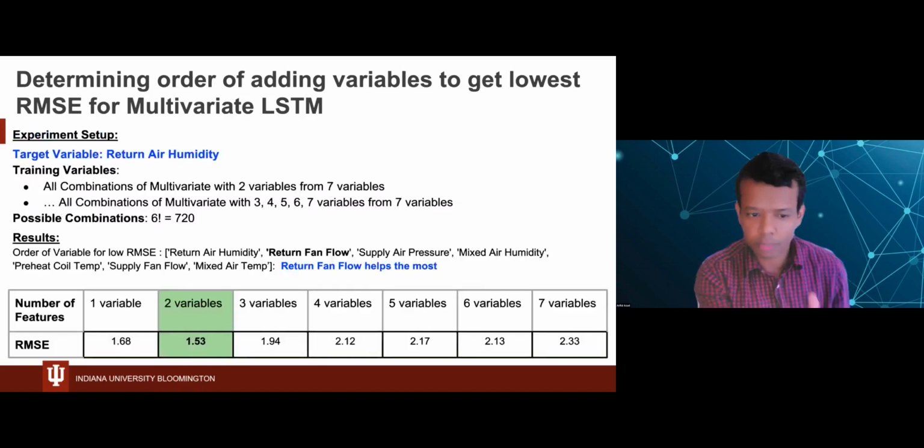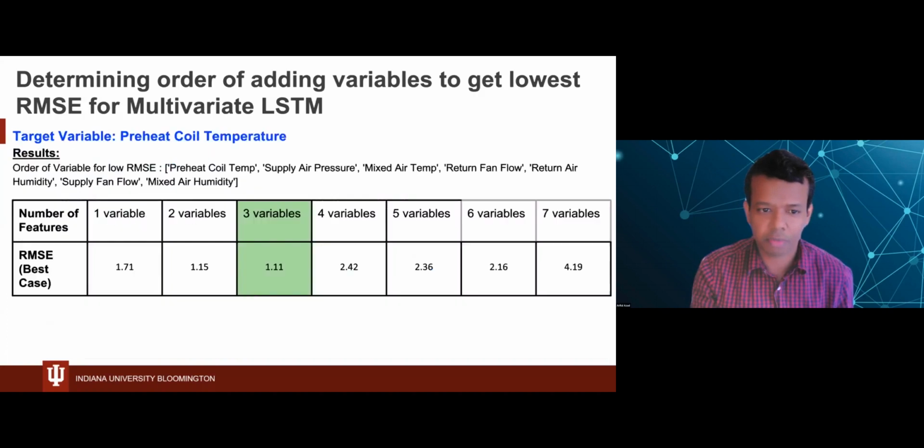So this is one particular target variable. Here we are talking about return air humidity. How about other target variables? We tried this experiment for different target variables. Here is another example where we're trying to predict preheat coil temperature. And again, we did a similar experiment.